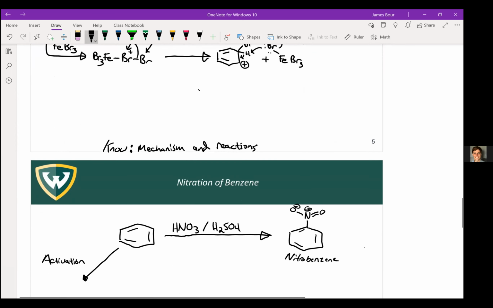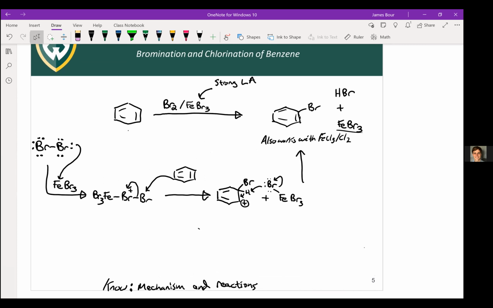Okay? And so this reaction also works with iron trichloride and chlorine. So you can do the exact same reaction. It also works. I'll draw it below in a different color. However, this reaction is done a little bit less frequently because chlorine gas is so toxic. Bromine is something that can be handled in the lab setting. Chlorine gas is a little bit more frequently reserved for industrial settings at large factories where they can control it a little bit better.